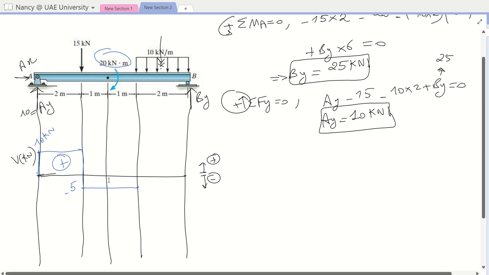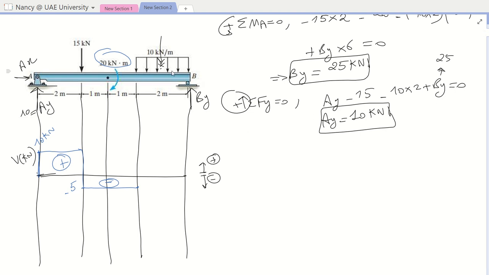This is positive, and this is negative. Then I have a concentrated load that is downward, so I have to do minus. This is minus 5.